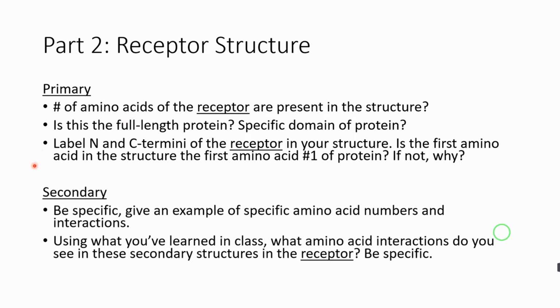For your secondary structure discussion, it's not enough to vaguely mention that you see lots of alpha helices and beta strands or sheets. You want to be very specific and give an example of specific amino acids and numbers and interactions. So using what you've learned in class, what amino acid interactions do you see in these secondary structures? And if you want to, you could label some of the specific structures and interactions you talk about in your figure. Either way is fine, whatever helps you talk about them in the text.